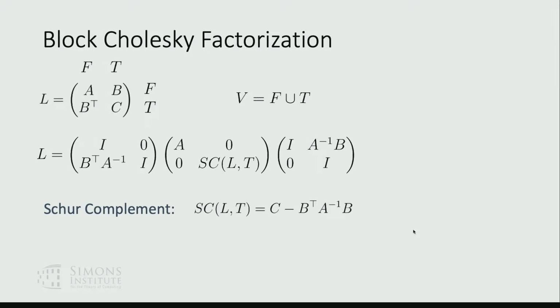Given any such partition, block Cholesky factorization allows you to write a factorization of our matrix as a product of three matrices. Okay, let's read out the factors in just a second, but let me first identify. You have a lower triangular matrix on the left, right? There's a 0 in the top right here. It's block lower triangular, I should identify, right?